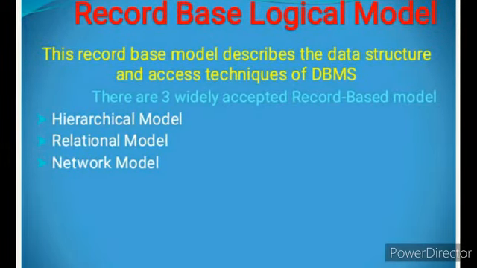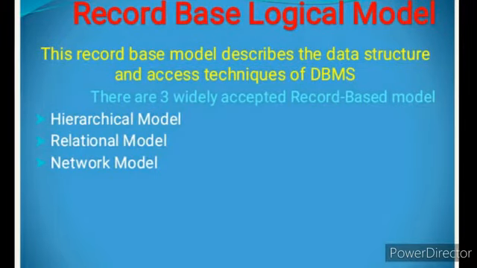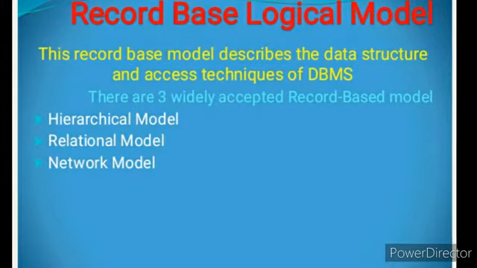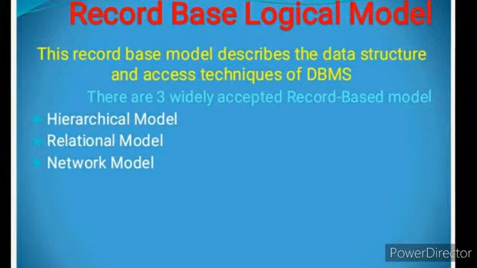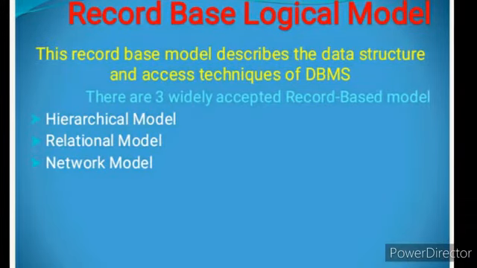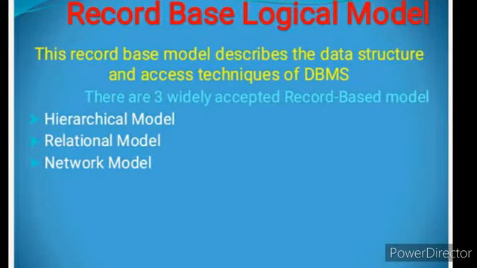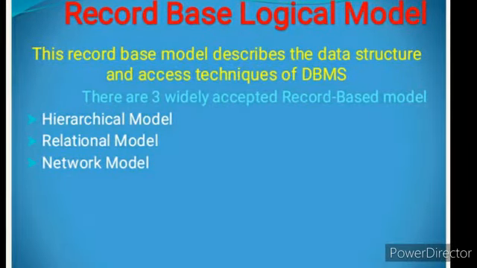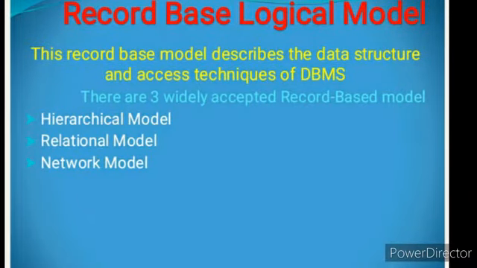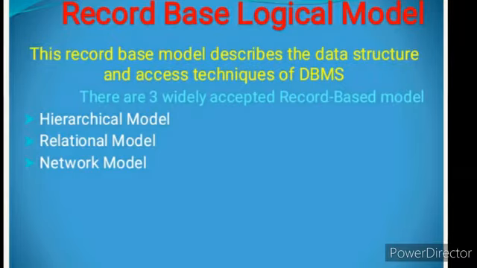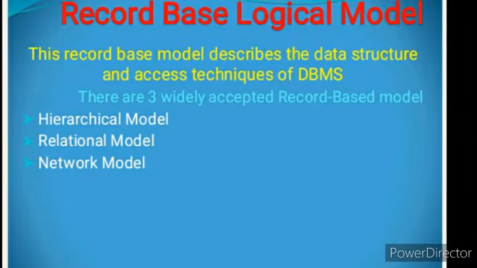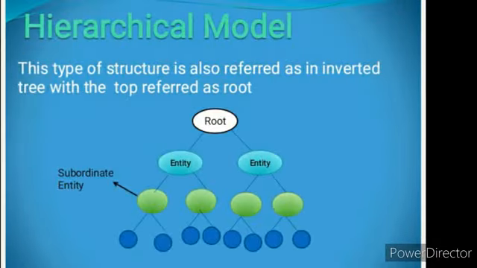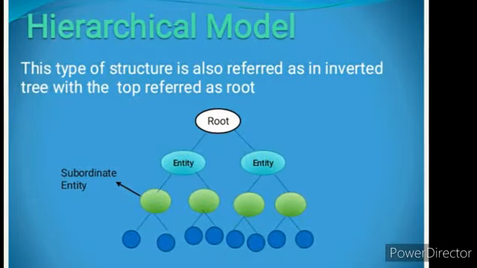Then we see a definition. The record based model describes the data structure and access technique of a DBMS. Means a record based data model describes the data structure and access technique. There are three types of model: first is the hierarchical model, second is the network model, and third is the relational model. First we will see the hierarchical model.